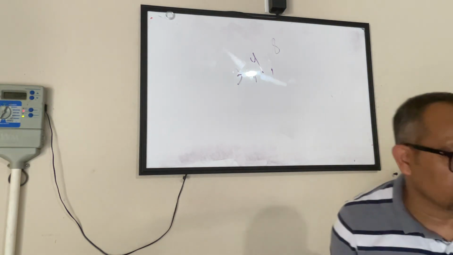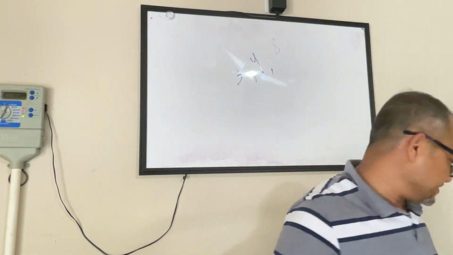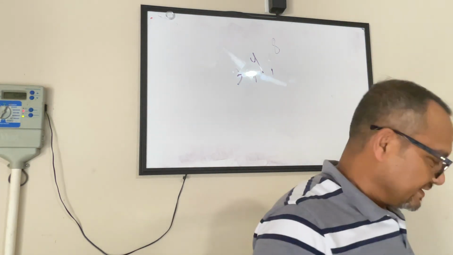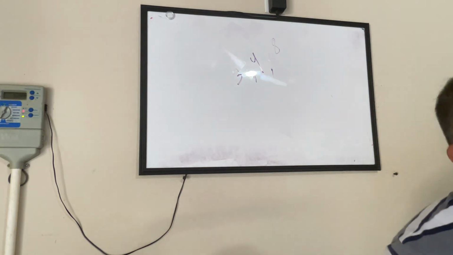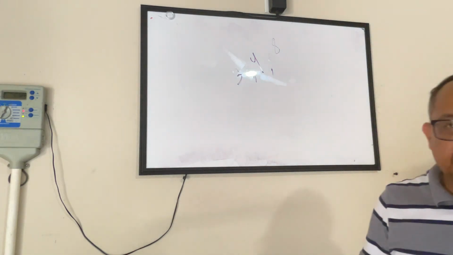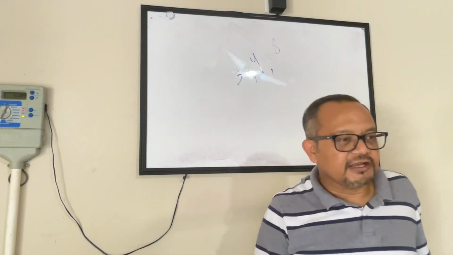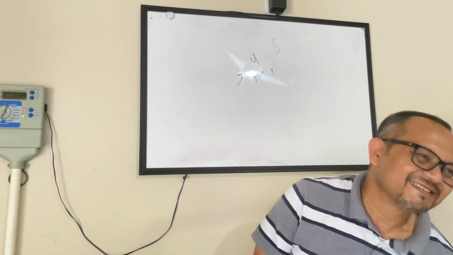Let's see if you are able to do that. This looks like a very easy thing. Can you draw it? Let's see. And once you are ready, let me know. If anybody can draw this triangle, I will give $10 as a prize.